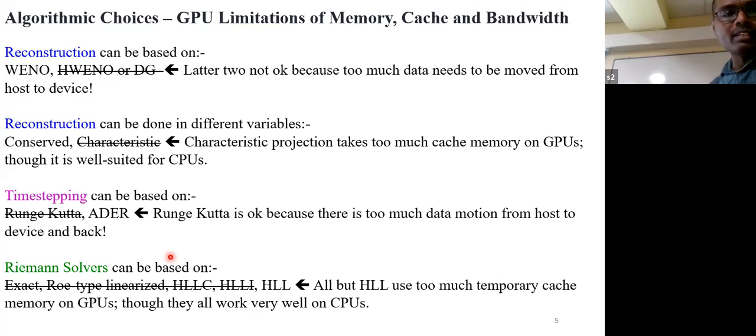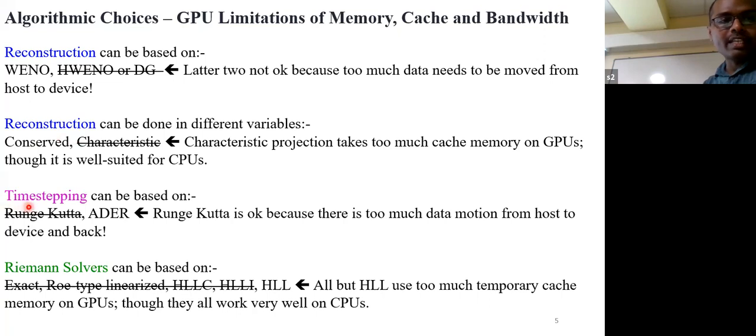The second one is in the reconstruction part, where we always do the reconstruction with the conserved variables, and do not use the characteristic variables, because the characteristic variables require an eigenvector matrix. It may be one matrix on the CPU, which can be computed locally. But when it comes to the GPU, when we parallelize, that matrix will be replicated by the GPU as many times as it has thousands of cores. So this will put a severe limitation on its cache memory. The computation is still possible, but the speed up, the gain, will not be much.